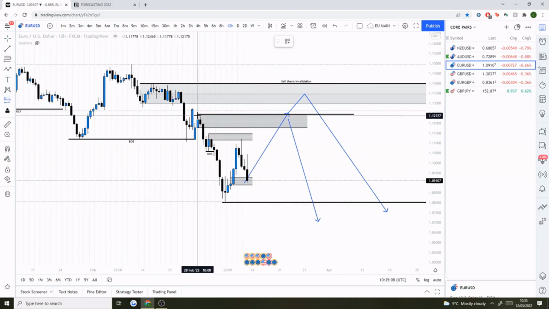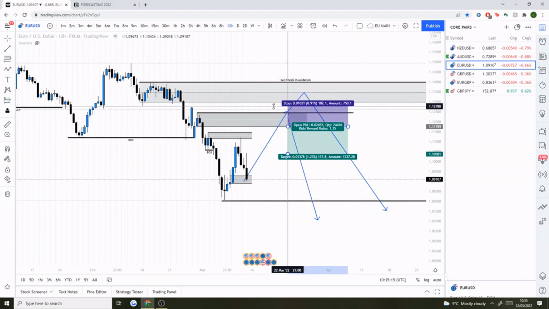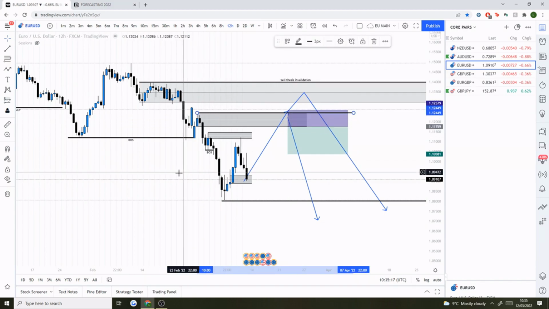So for me, if we do get back up here, I'll also be looking for sells out of there, and if we see that 15-minute, 1 hour structural transition, I'll happily be taking sells away from this area.